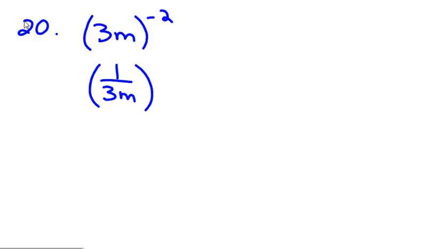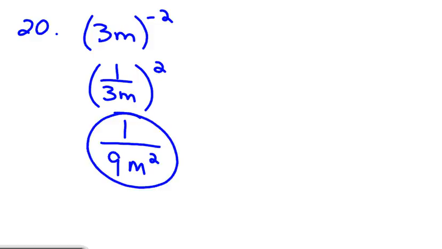Okay, so number 20, 3m raised to the negative 2. So I see the negative exponent. I can flip it, what's inside the parentheses, to make that a positive exponent. So this will become 1 over 3m raised now to the positive 2. But now I also have to apply the power property. So everything in parentheses has to be raised to that exponent of 2. So 1 squared is still just 1. 3 squared is 9. And m squared is m squared.